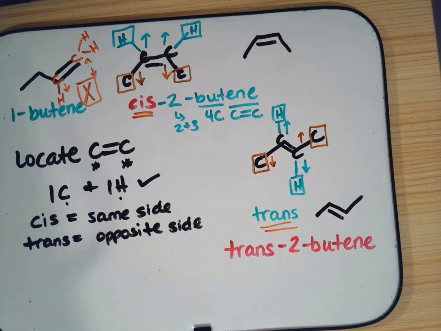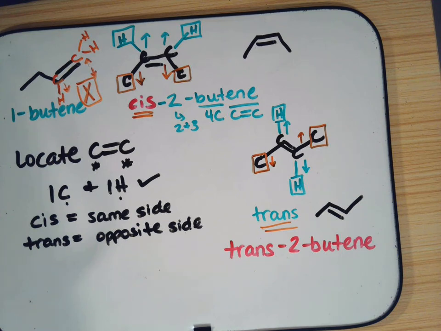Here we have trans 2-butene. Still have those 4 carbon atoms in my longest continuous chain with a double bond between carbons 2 and 3. But now my double bond has groups attached to it that are pointing in opposite directions. So carbon 2 has exactly 1 carbon and 1 hydrogen. Carbon 3 has exactly 1 carbon and 1 hydrogen. And both of those groups on the opposite carbons, so both carbon and both hydrogen, are pointing on opposite sides of the double bond.